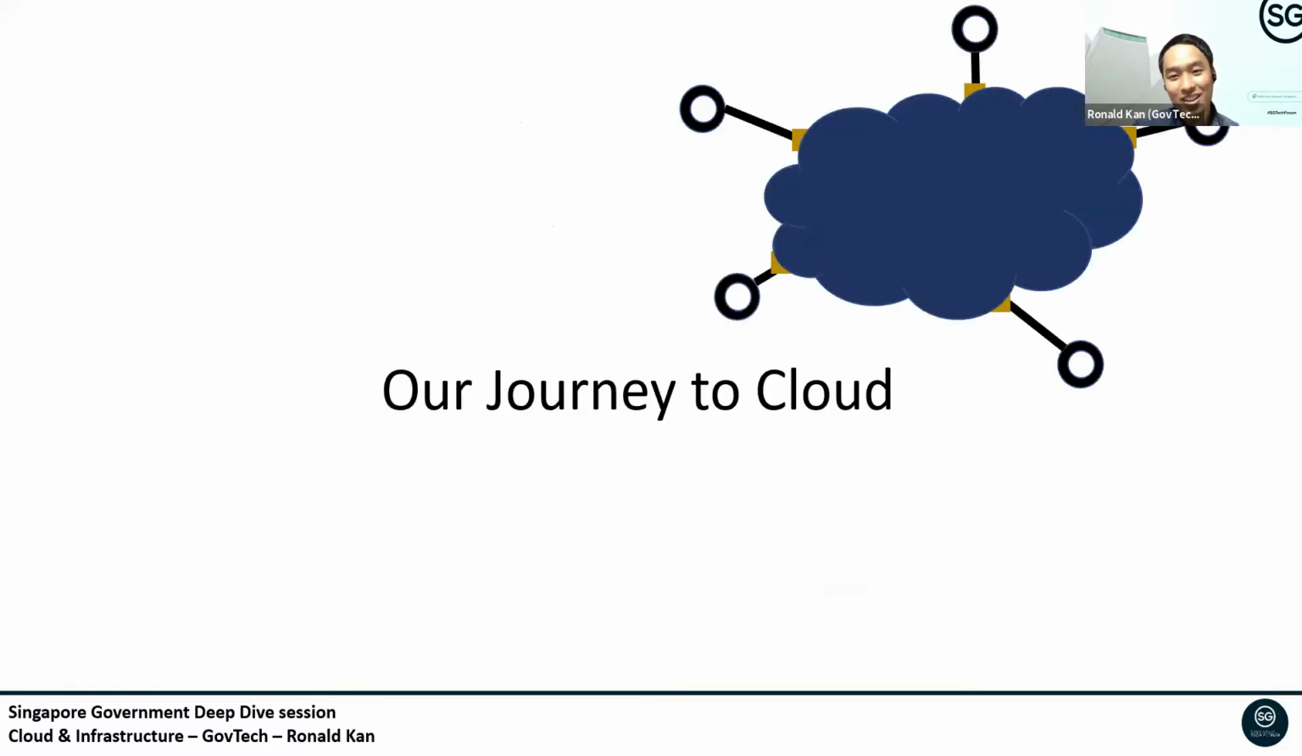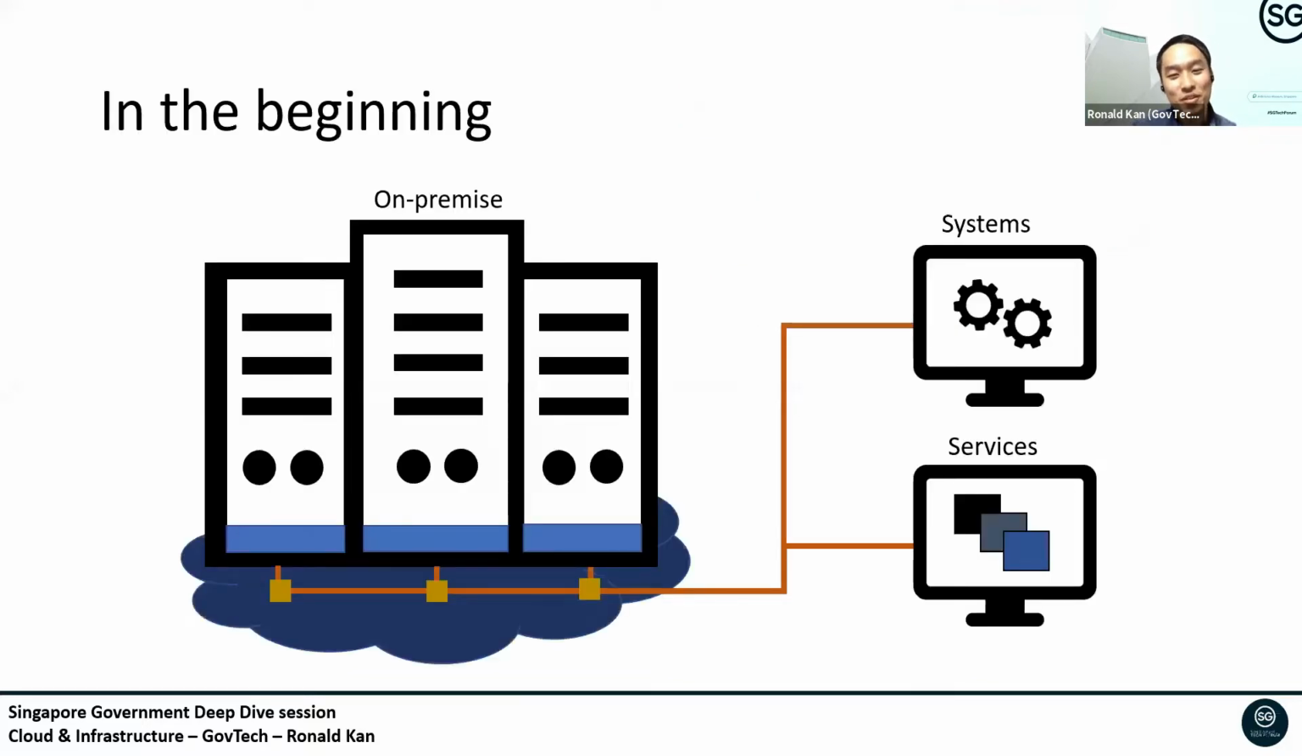Our journey to cloud. For the deep dive session, I'll explain how we as an organization have evolved over the years and prepared ourselves for the future. All right, starting from the very beginning. As we all know, data in the government is really important. We cannot take a single risk in allowing our data to be exposed to unauthorized users. As such, in the past, government systems and services were mostly hosted on-premise, where we protect, secure, and have control over our infrastructure.